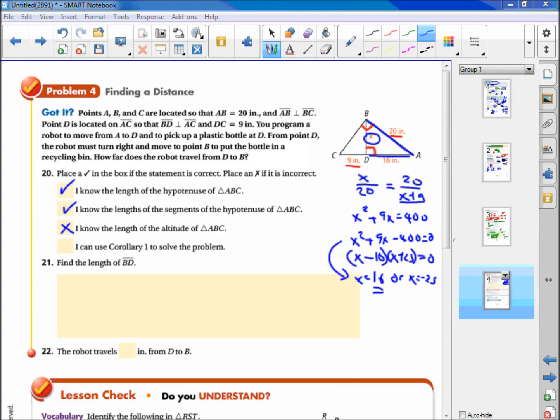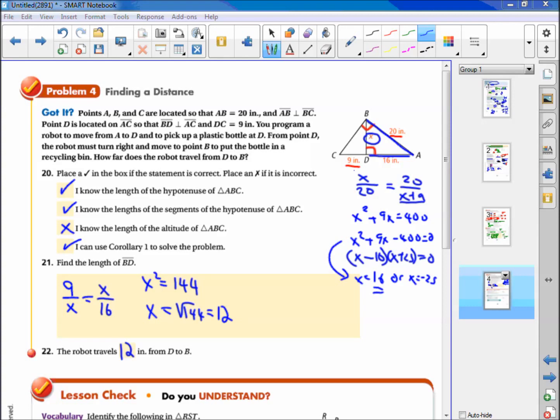And I can use corollary 1 to solve this problem. And this is yes, we can find that the altitude is the geometric mean of the 2 pieces of the bottom here. Okay, so the 2 segments of the hypotenuse. So we set up our proportion. The altitude is the geometric mean, so that goes in the bottom left and the top right. And it's the geometric mean of the 2 segments of the hypotenuse, so that's a 9 and a 16 here. If we cross multiply them, we get x squared is equal to 144. And then if we square root both sides, we get the square root of 144, which simplifies to a nice even 12 for the positive square root. So the distance from D to B the robot has to travel is 12 inches.